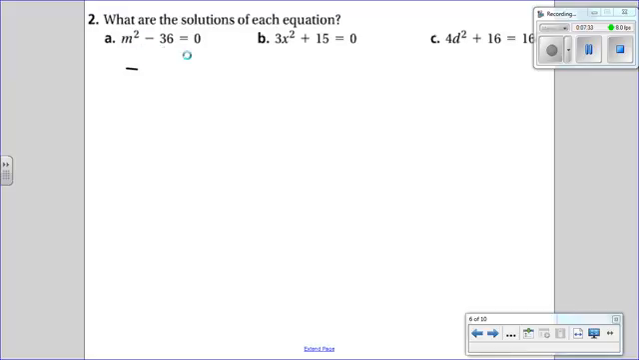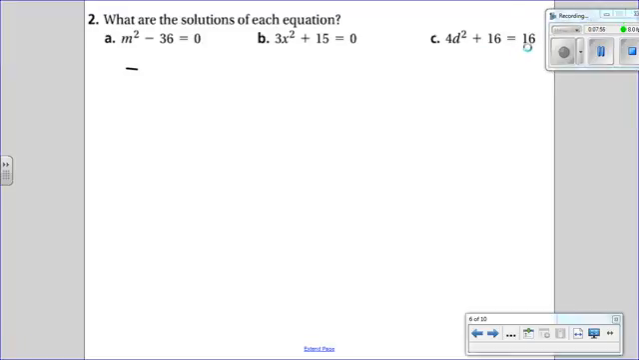But if you were to try these out, for this one you would add 36 to both sides, you take the square root, and the solutions would be plus or minus 6. This one would not have a solution, because when you subtract 15 and then divide by 3, you get negative 5, and you can't take the square root of negative 5. And this one, when you subtract 16, you get 0. When you divide by 4, you get 0, and the square root of 0 is just 0, so there's only one solution here. All right, and that is chapter 9.3.